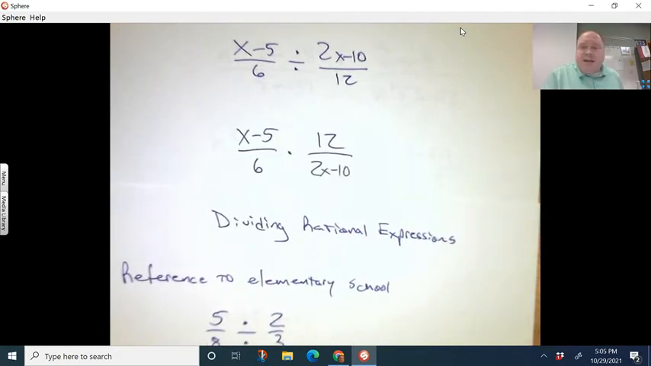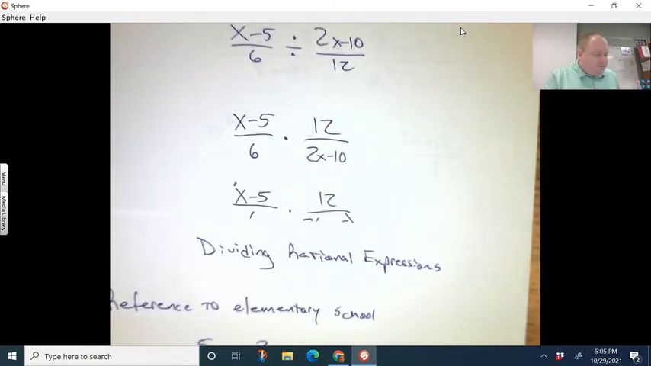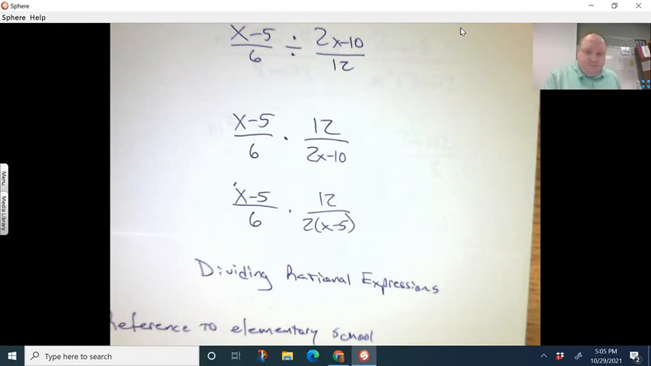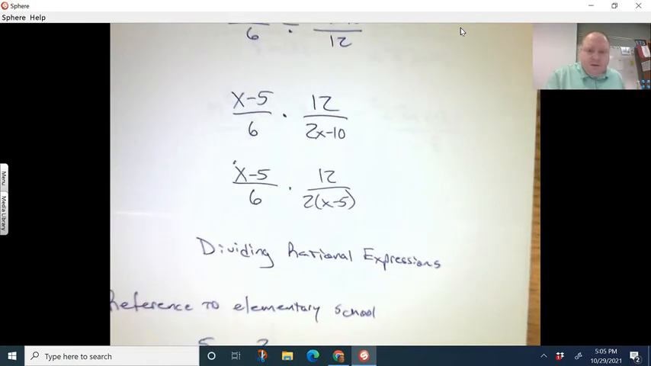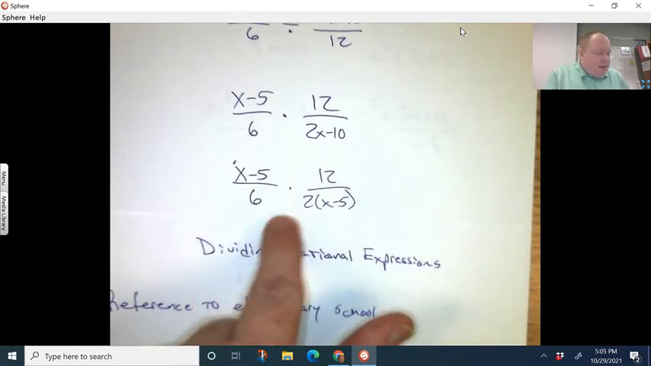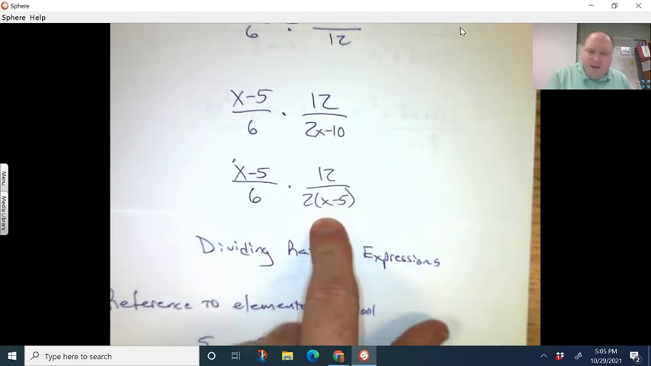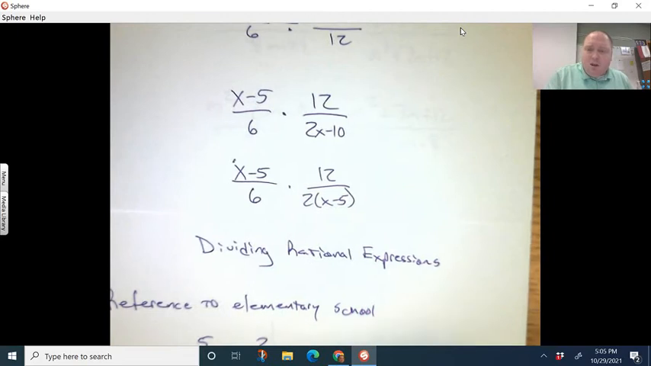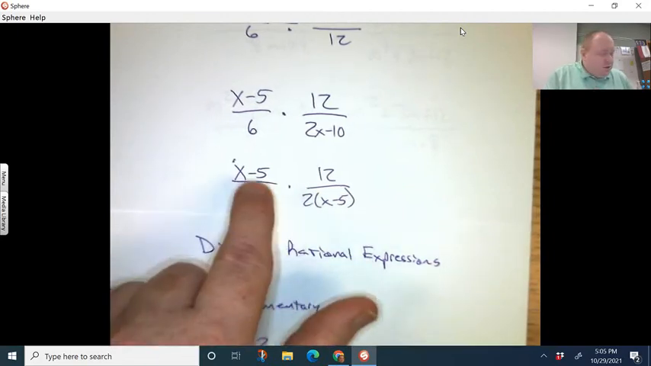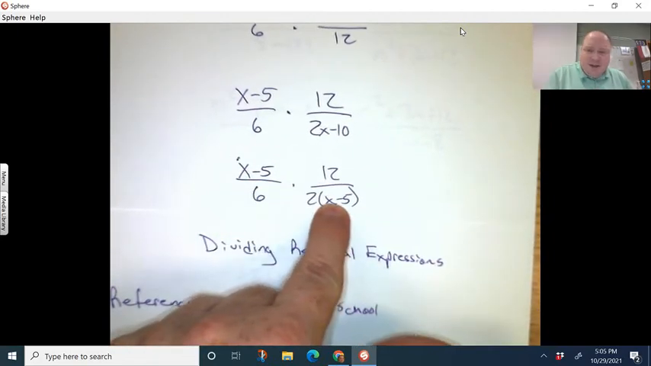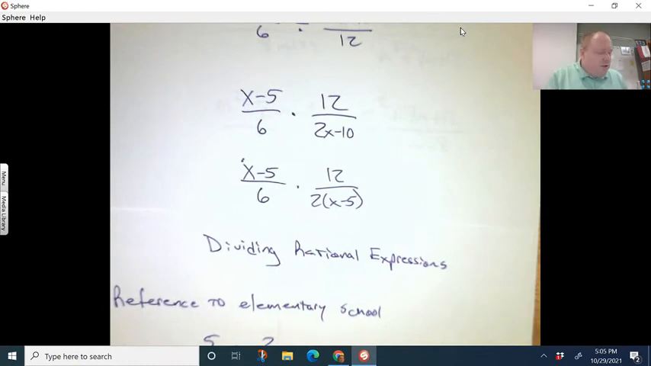I decided to do the keep, change, flip first. And now you're going to see me factor. So now I've got the expressions broken down, especially this 2x minus 10. It's now 2 times x minus 5. And remember, what we're looking for are things to cancel. So x minus 5 and x minus 5, I know those are going to cancel. But I'm going to be patient here.